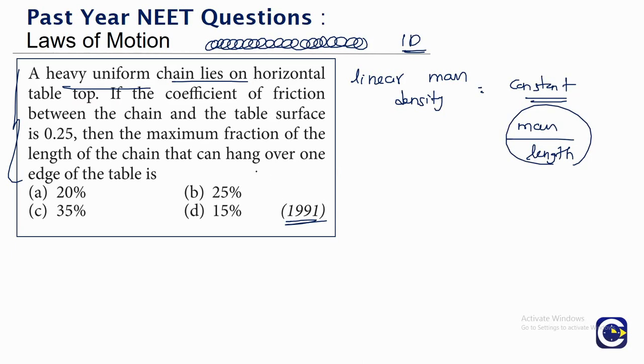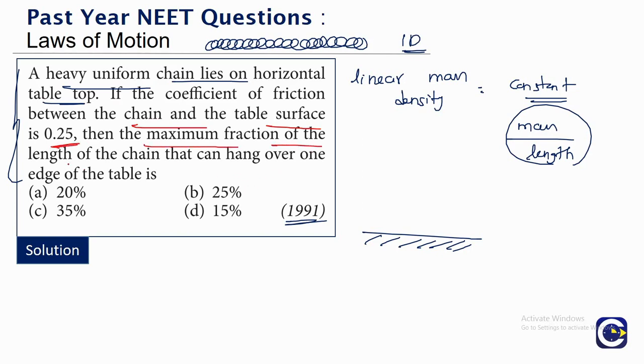Okay, so we have a horizontal heavy uniform chain which is lying on a horizontal tabletop. Maybe we can just represent it like this. So we have a horizontal table, and the heavy chain is lying on top of the table. If the coefficient of friction between the chain and the table surface is 0.25, then the maximum fraction of the length of that chain that can hang over one of the edges of the table means, you have the chain like this, okay, this is the table.